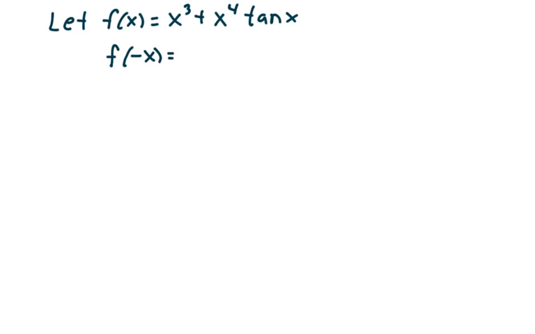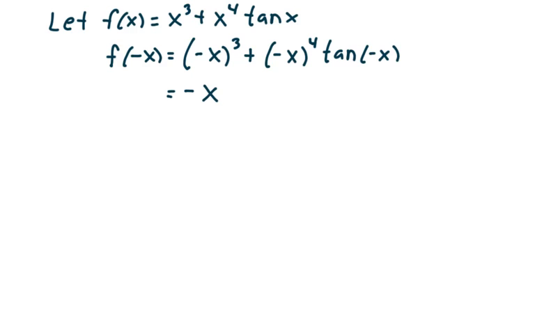So I'm going to let f of x equal x cubed plus x to the 4th tangent x. And I'm going to look at f of negative x. So this is negative x to the 3rd plus negative x raised to the 4th tangent of negative x, which is negative x cubed plus x to the 4th.